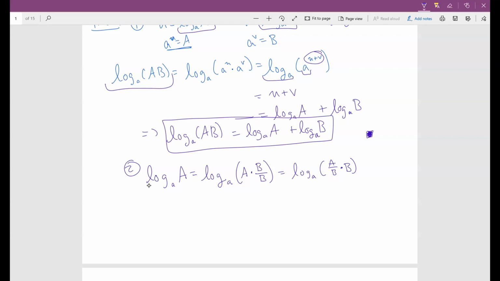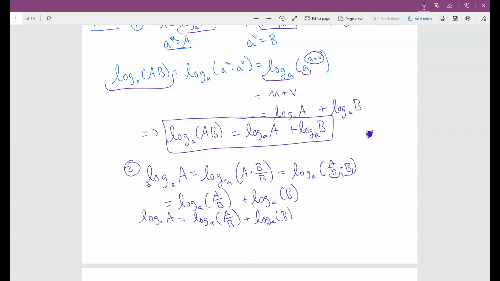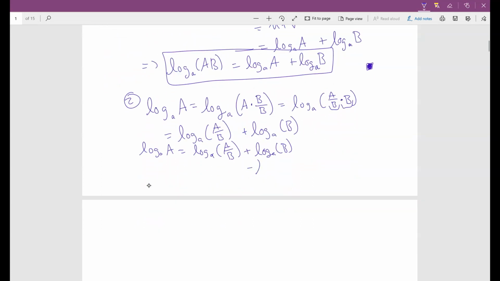So by proving part 1, we know that that's just log base A of A over B plus log base A of B. That's just by using the first form, because this guy and this guy can be broken up, and that would be an addition. So basically what we have is that log base A of A equals log base A of A over B plus log base A of B. And then finally, you can just subtract this over. Log base A of B minus log base A of B.